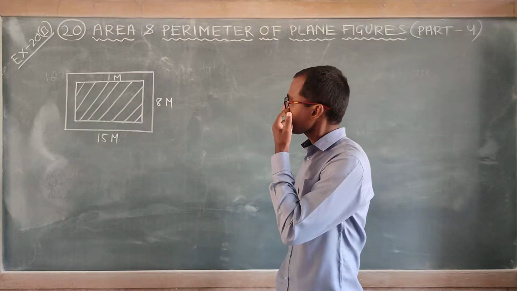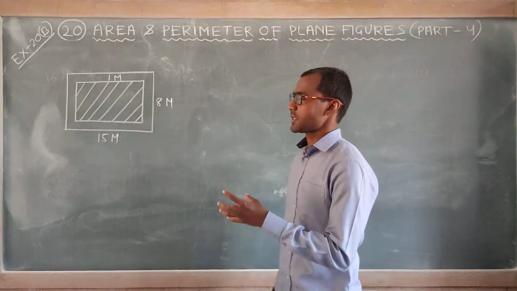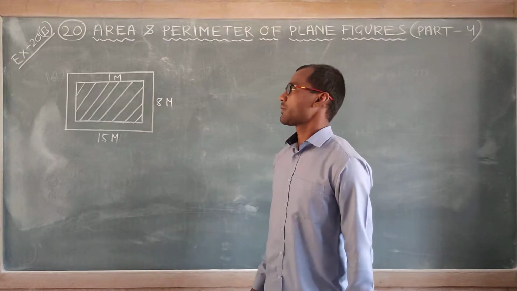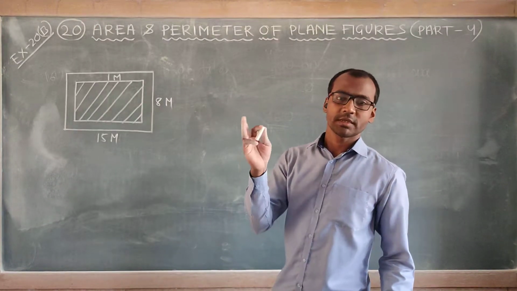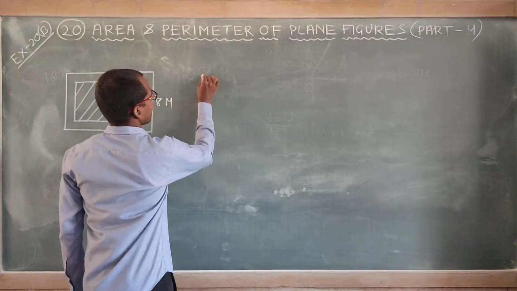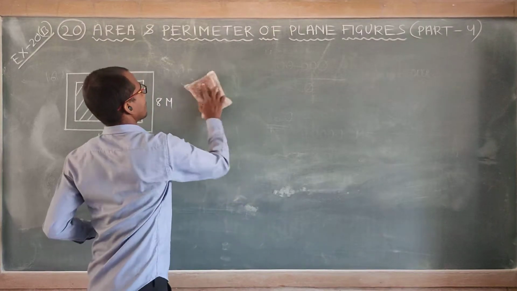Okay, uncovered means this part, the unshaded part. It is just like the footpath problem. Okay, you have solved this. When the footpath is outside, plus; when the footpath is inside, minus. So this is similar to the footpath problem. So uncovered area.